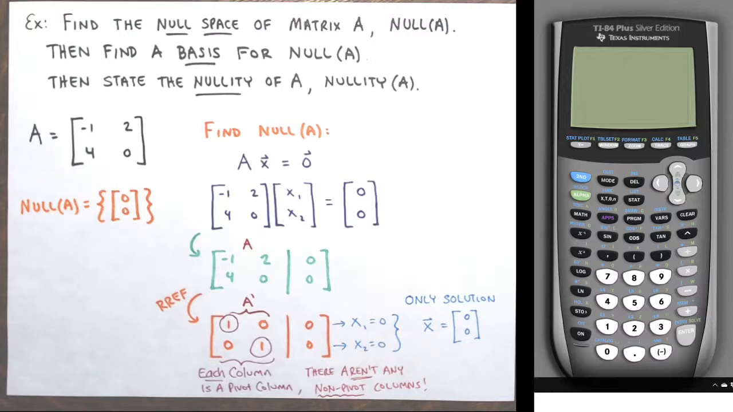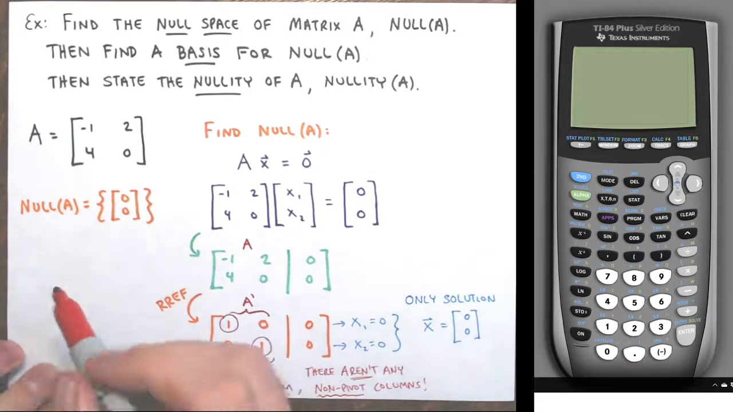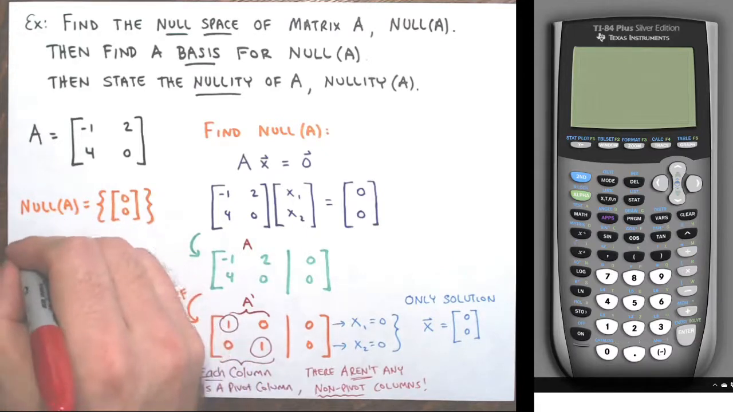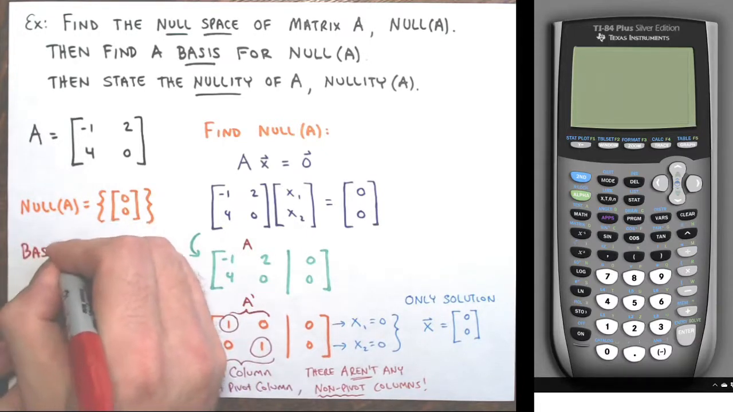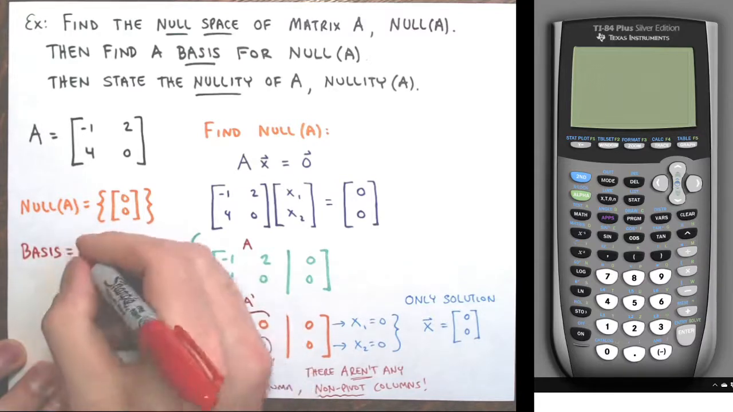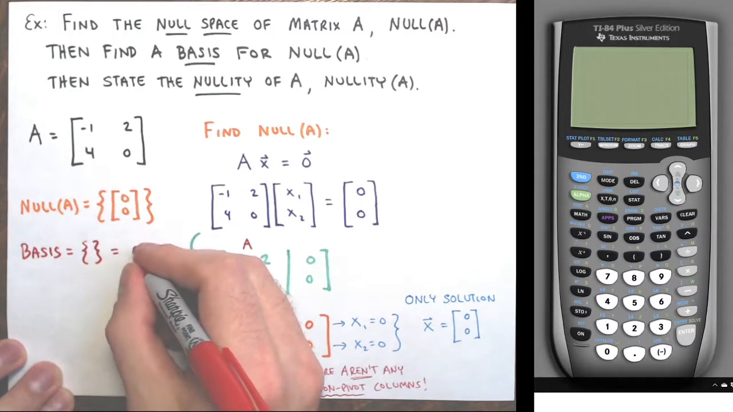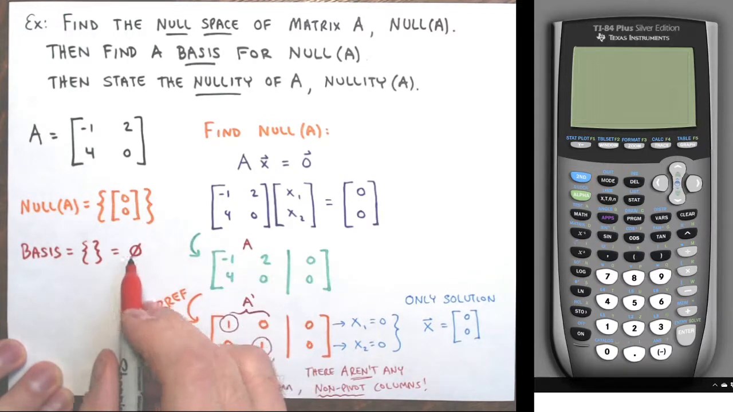I've come across this in past videos. If you've been watching, great; if not, don't worry about it, I'm going to talk about it here. The vector space with only the 0 vector in it has an empty basis. There is no basis for this vector space with only the 0 vector in it. So the basis for the null space of A is just the empty set, which has no vectors in it, or sometimes it's written as a circle with a slash through it. This is the empty set.